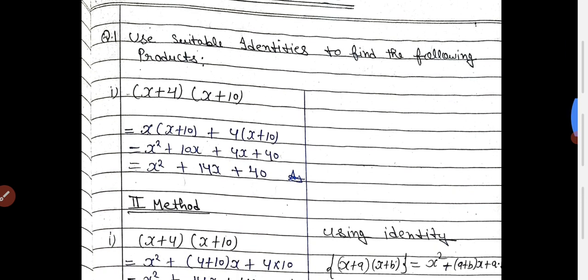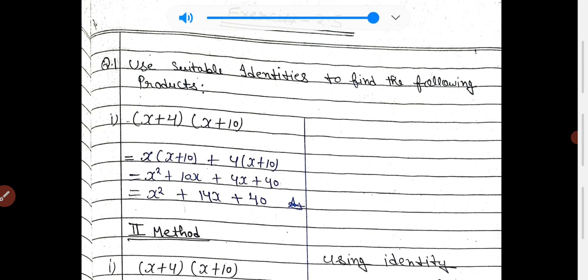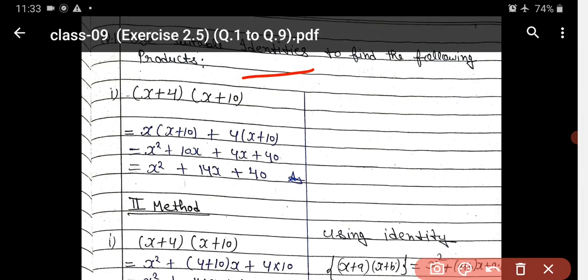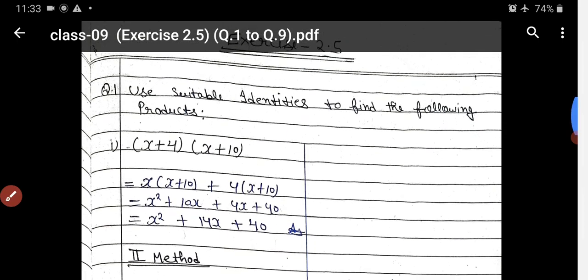All these formulas are used here. Now the first question is: using suitable identities, find the following products. The question says to use suitable identities. Identities means you have to use some formula, which I am explaining here. So I am solving the first question here without using an identity, simply as you did in class 6, 7, 8.